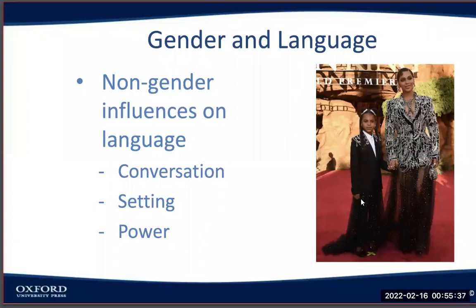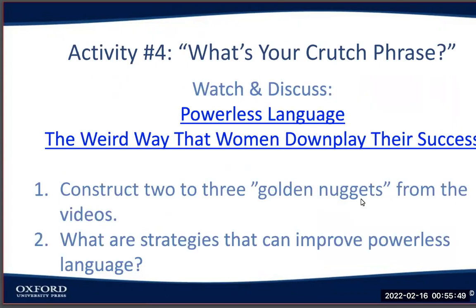So obviously it's not just one thing that's influencing this. It can be conversation, it can be setting, it can be power, it can be all these other things that are making a difference in the situation.